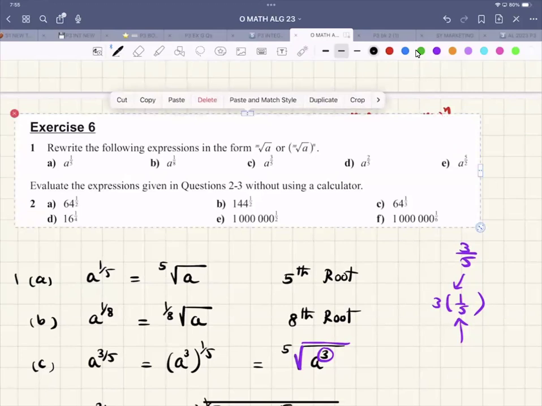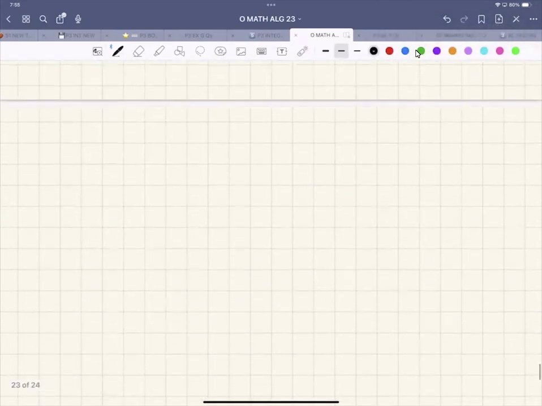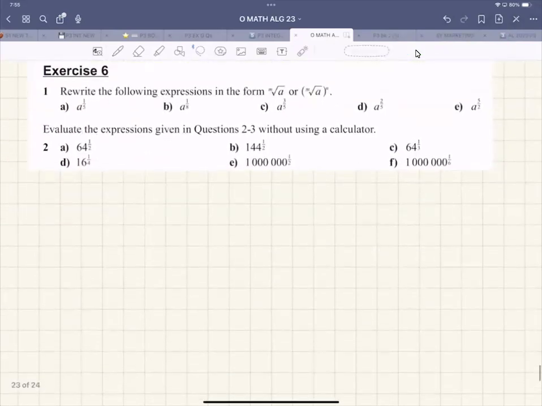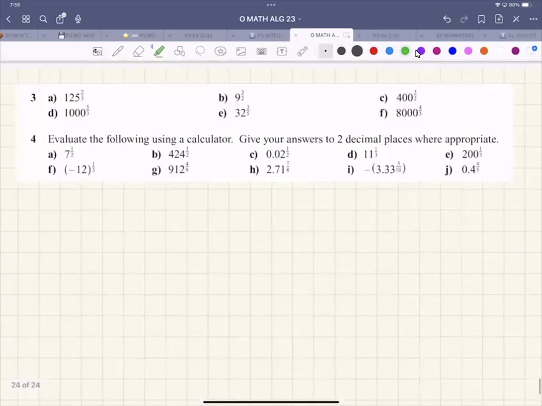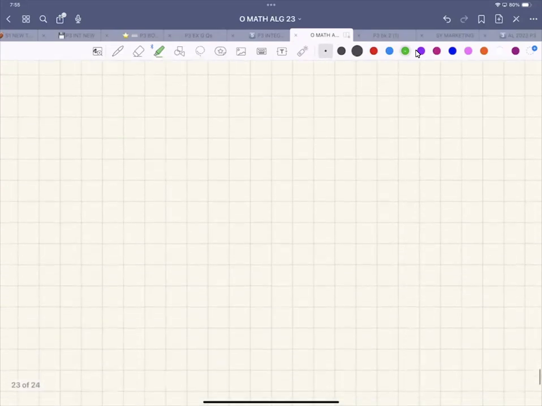Now let me just copy this thing, paste it on the next page, and let's focus on this one. So now the question says, let me highlight this thing. Evaluate the expressions given in questions 2 to 3 without using a calculator. So there is this thing and there is this thing. This is the 3 that they are talking about.